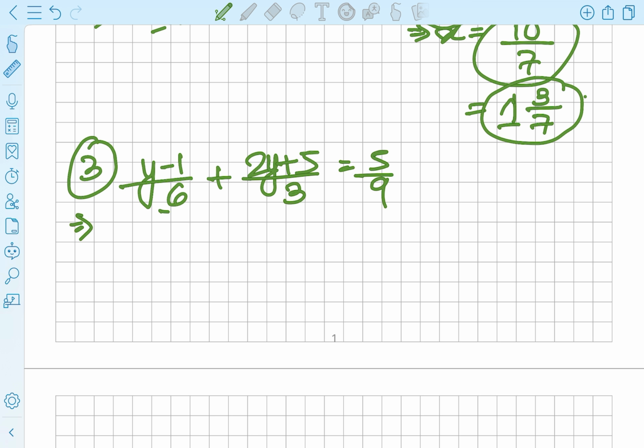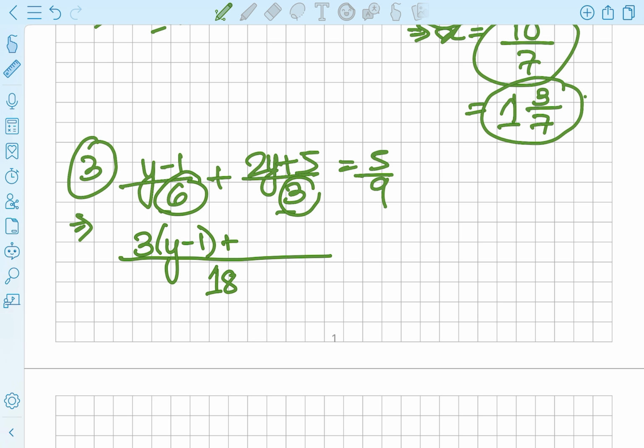What to do? First, make the LCM of these two terms. 6 and 3, the LCM will obviously be 18. Let me just do it a little under so that it's easy for us. Yeah, so it will be 18. Now 18 by 6 will be 3, so we write 3y minus 3, then 18 by 3 will be 6, so 6 into 2y plus 5, 6 into this numerator.